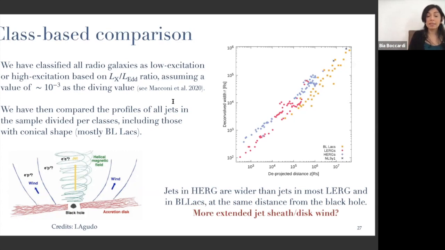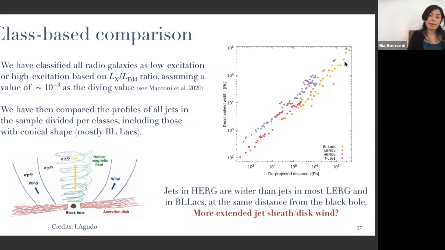And once we have done that, we have compared again these profiles, this time also including the BLX, but dividing the sources based on their class. So in blue, we have high excitation sources. Most of these are FR2s, but not all. And in magenta, we have the low excitation sources. All of them are FR1s. And in yellow, we have the BLX.